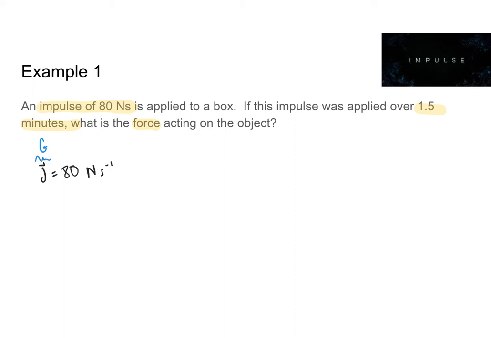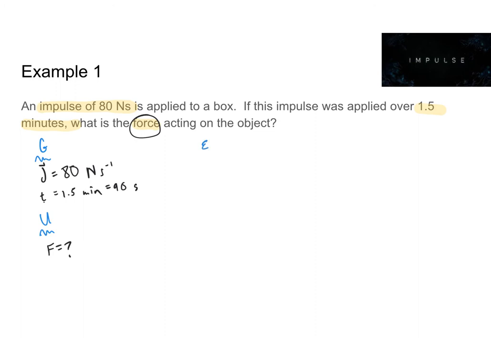So moving forward, our impulse is 80 Newton seconds, and it is applied over 1.5 minutes. So our time is 1.5 minutes, or 1.5 times 60 seconds, thus 90 seconds. And you'll note this needs to be in seconds, because the impulse is in Newton seconds, but I'm sure y'all understand why that's important. So again, make sure we are in our SI units when we're solving these problems. Now that we have our givens, we can list our unknown, and that is the force acting on the box.